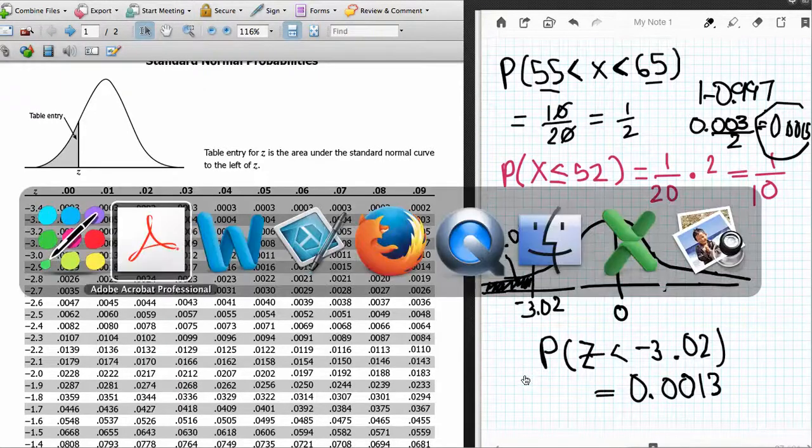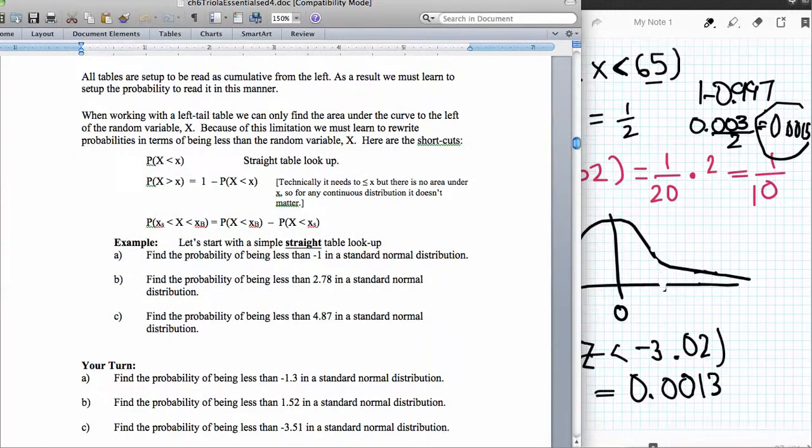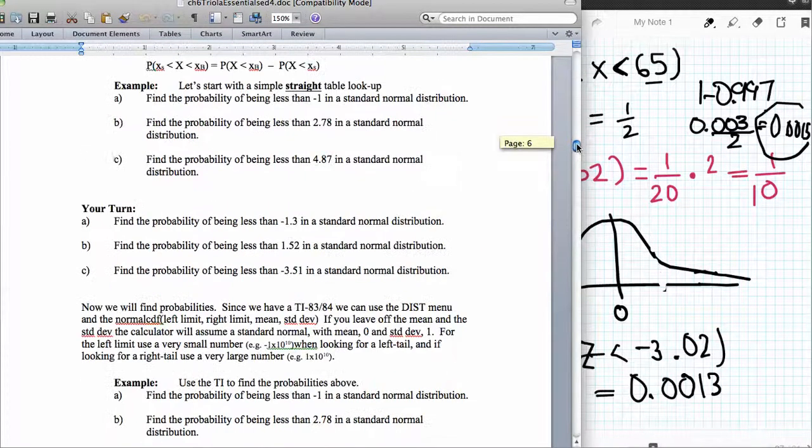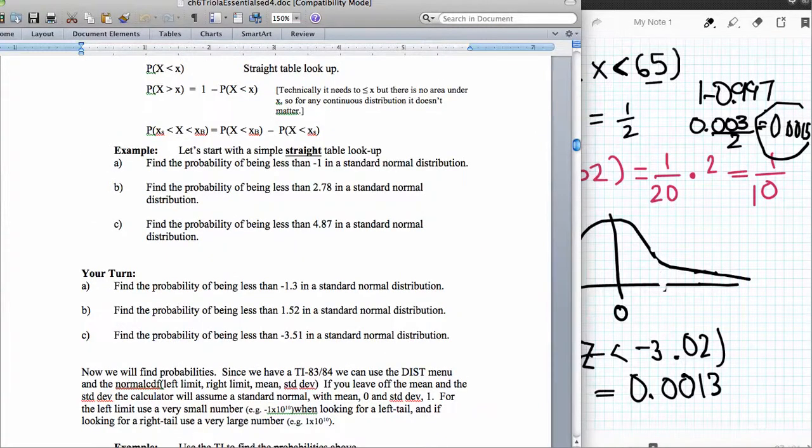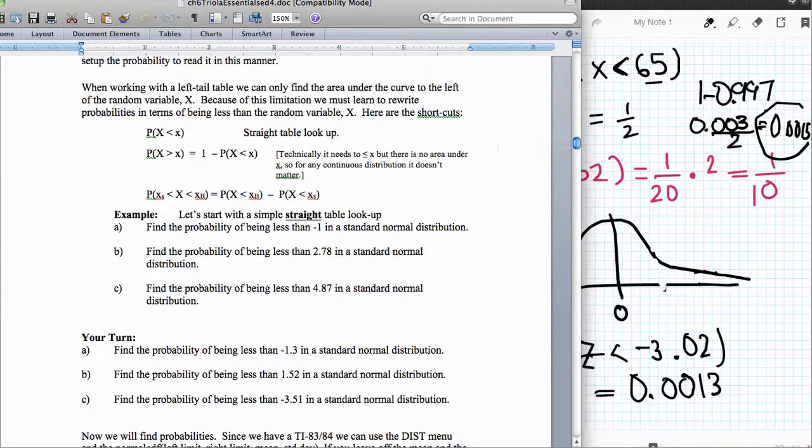Now let's go to some problems that you can try on your own. First of all, we're going to look up these straight lookups. What I've shown you here is what you would do to look things up in the table, just straight lookups. The probability of x being less than an x: if you have a negative value, then you're just looking it up in the table.